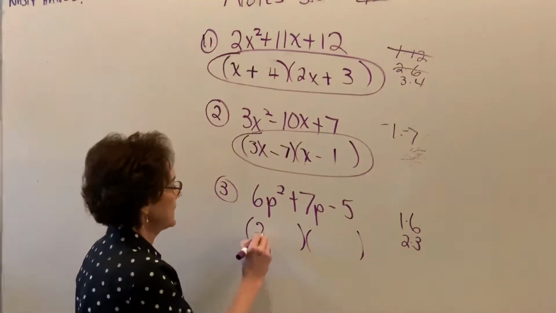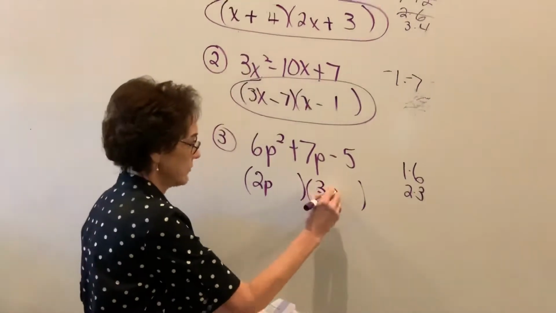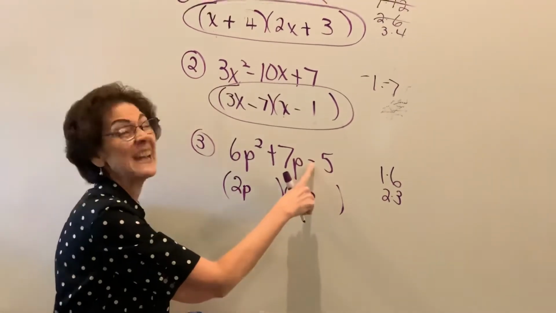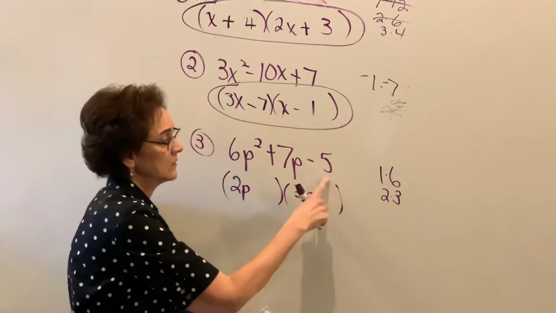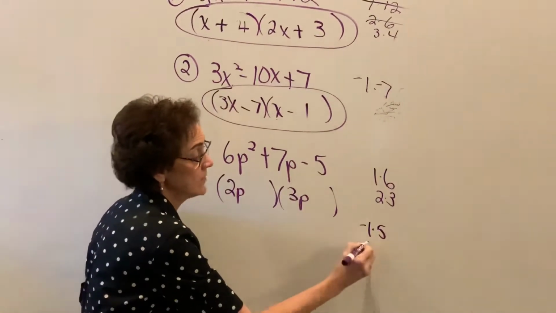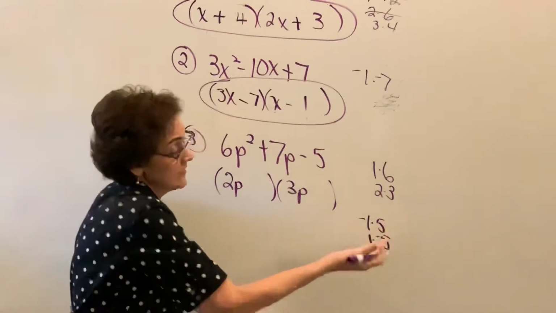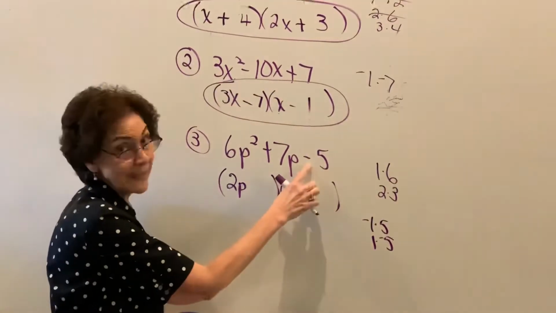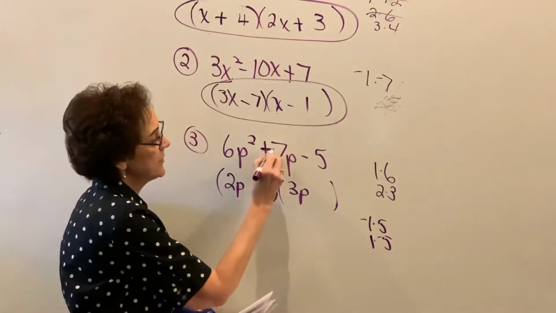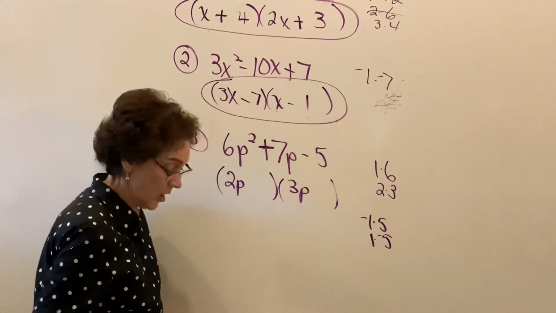So 2p times 3p. Now, how can I get a 5? Actually, a negative 5. Well, I'm either going to have to say negative 1 times 5 or 1 times negative 5. That's the only two choices I have, but it is negative. So one of them has to be negative. Notice I need a positive 7 in the middle.